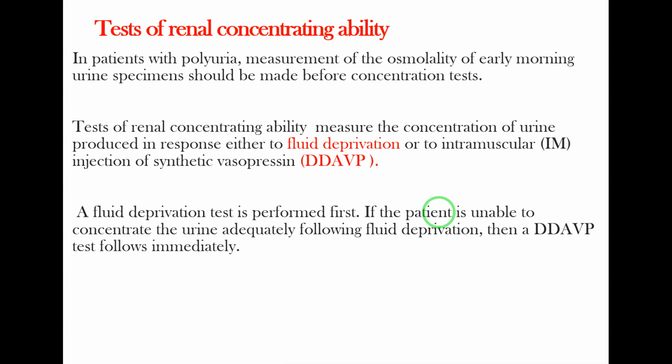How can we know that the concentrating ability of the kidney is working properly? By doing the fluid deprivation test, and after that test we can start with the DDAVP test, or giving the synthetic antidiuretic hormone, which is called the synthetic vasopressin injection.